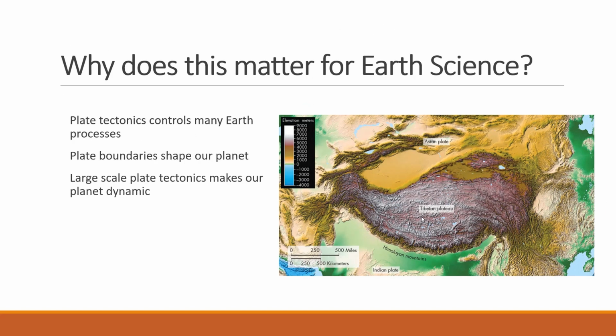In a bigger scheme of things, why does this matter for Earth science? Plate tectonics controls most of Earth's processes. This is kind of the overriding thing that controls the surface of our planet. So the plate boundaries shape our planet. They outline our planet. This is why our planet works. So large-scale plate tectonics is what makes our planet dynamic. It's what makes our planet work.